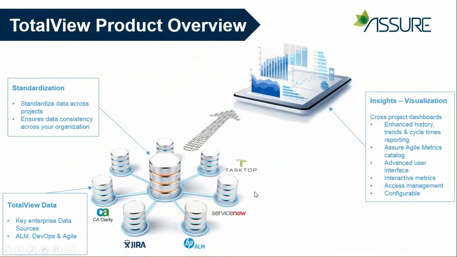Okay, so how TotalView looks today, we can start from the back end, and there are some hints about our roadmap here, as you can see. First of all is the TotalView Data. It holds key enterprise data sources. It serves the ALM, the DevOps, the Agile, and it includes a standardization piece. It really standardizes your data across projects. This is crucial for reporting, and that's a completely different topic, which we've been involved with for quite many years.